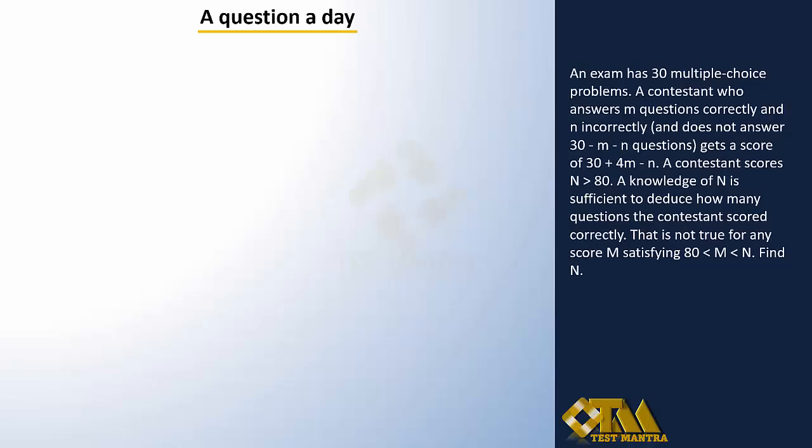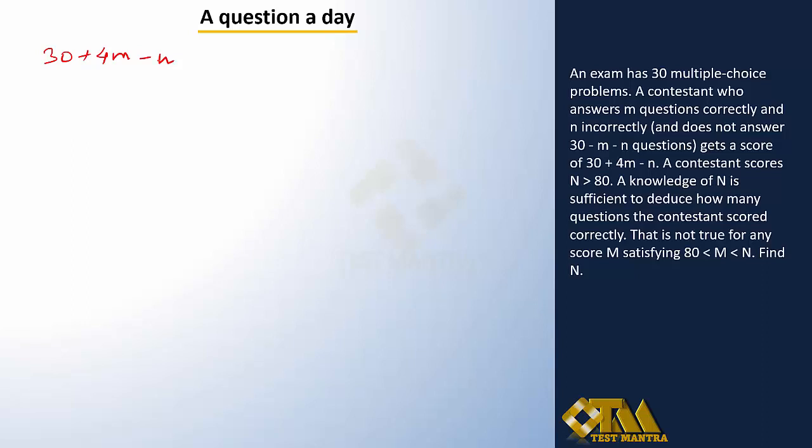So it's given an exam of 30 multiple choice problems. A contestant who answers M questions correctly and N incorrectly and does not answer 30 minus M minus N questions gets a score of 30 plus 4M minus N. So the score here is nothing but 30 plus 4M minus N.